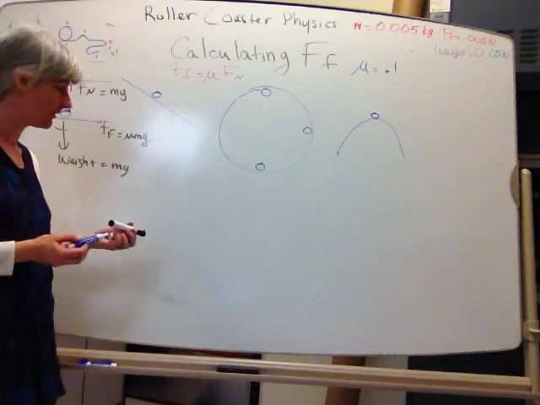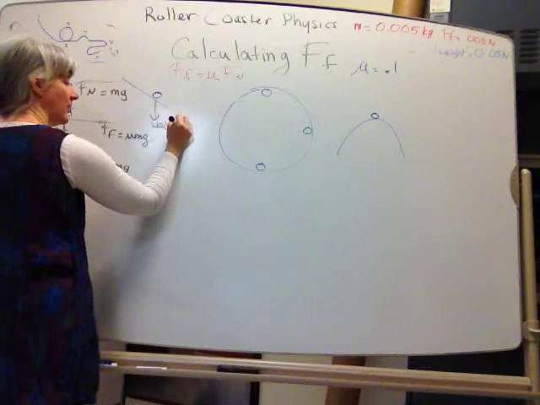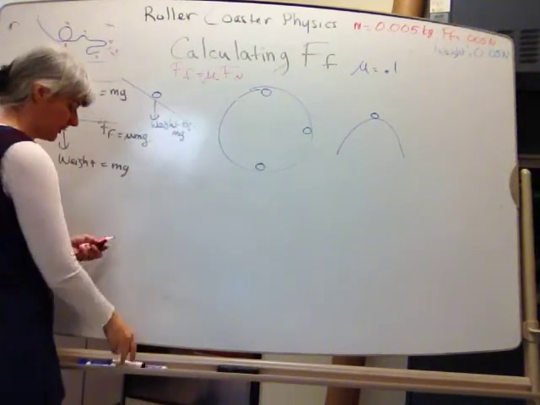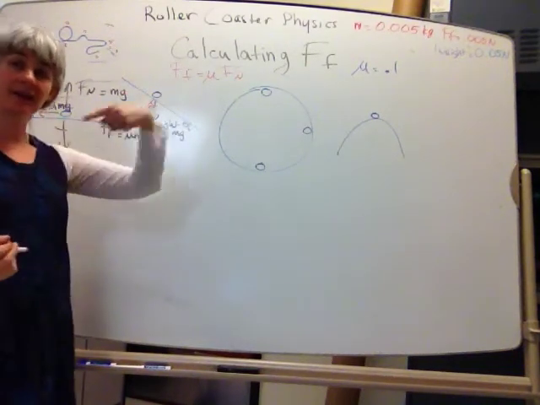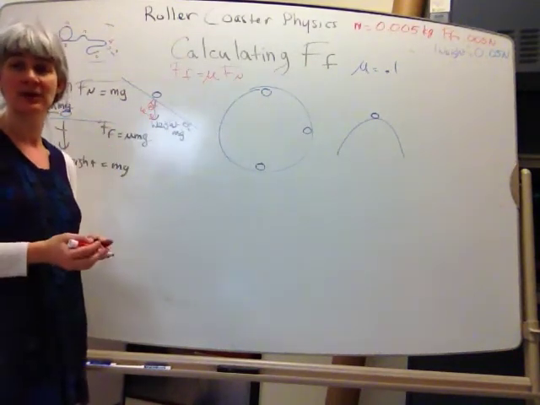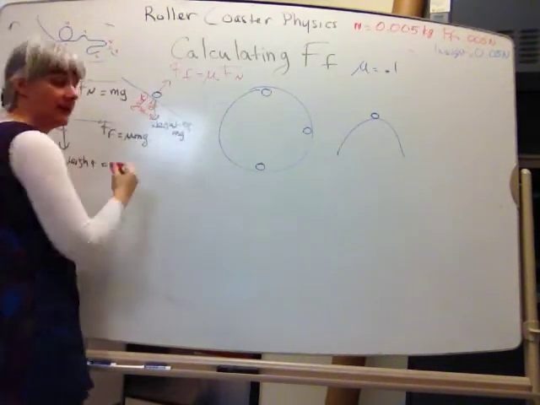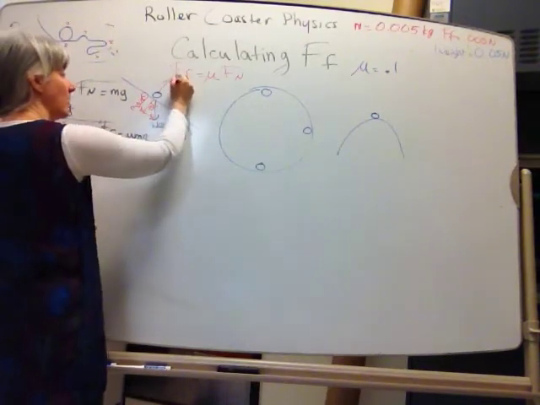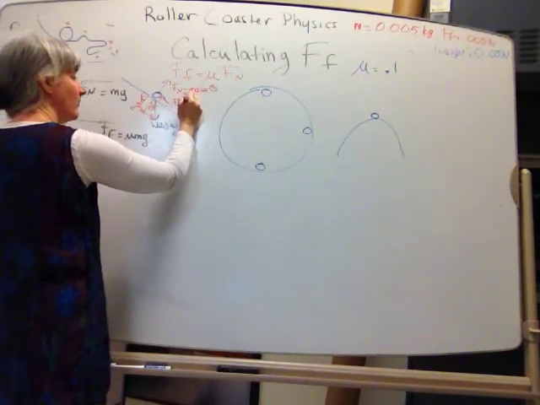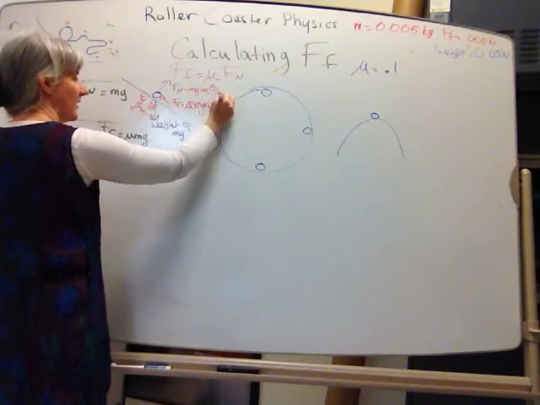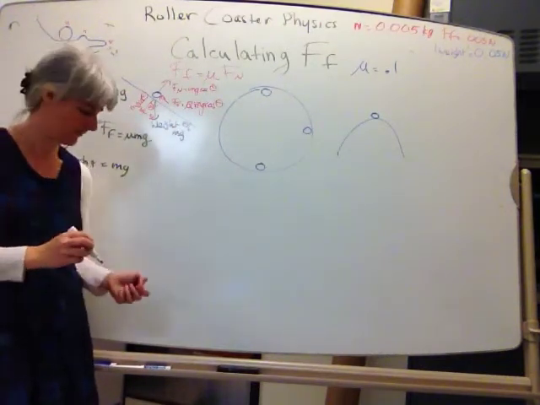If I'm on a ramp, I'll have weight, which is mg. This will be at an angle, and I'll want to divide my weight into two components. The into the hill component is going to be mg cosine the angle of the ramp, and that is equal to the normal force. So here the normal force equals mg cosine theta, and the frictional force is just mu mg cosine theta. The frictional force is always the coefficient of friction times the normal force.